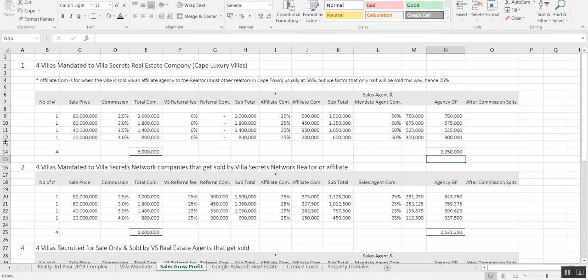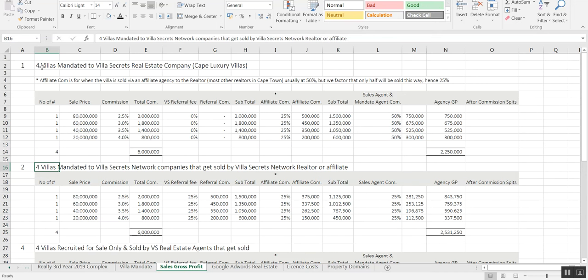Okay, so we're thinking four villas that we've got mandated would get sold in that year. We're also thinking four villas that get mandated to Villa Secrets network companies that get sold, i.e. the villa rental company, specifically Cape Town Luxury Villas, which we're in the process of the final parts of negotiations before that sale goes through. Very much looking forward to that.